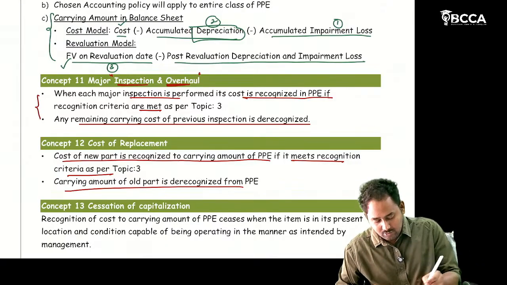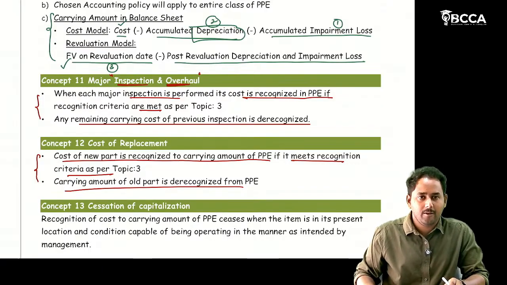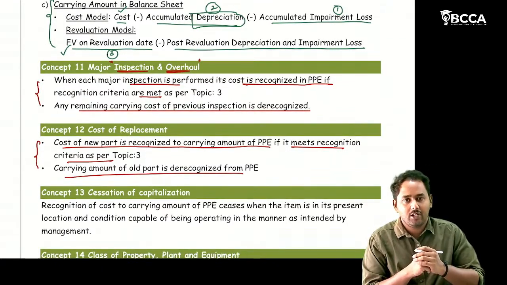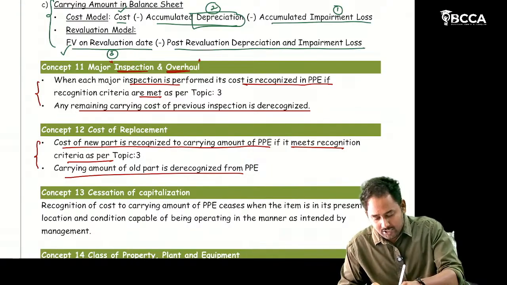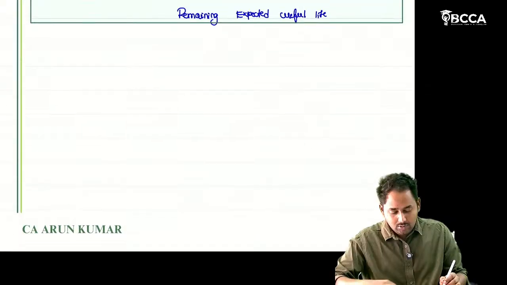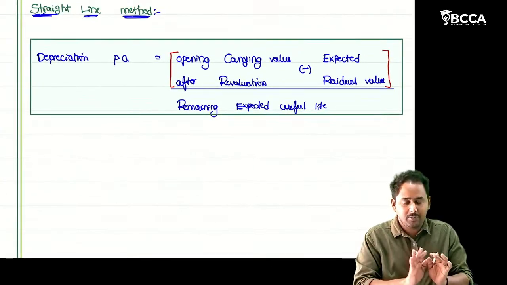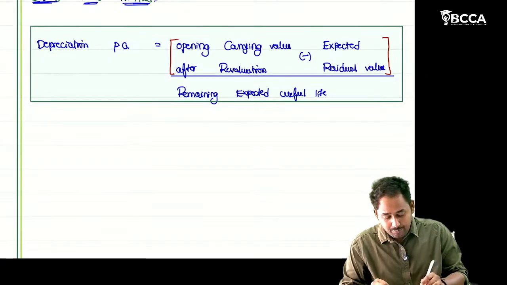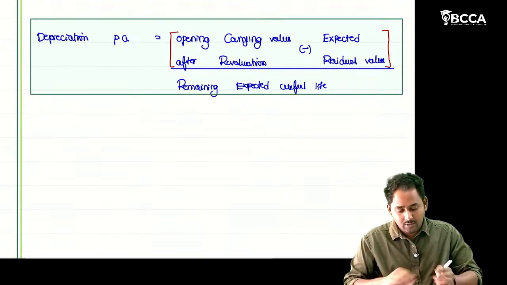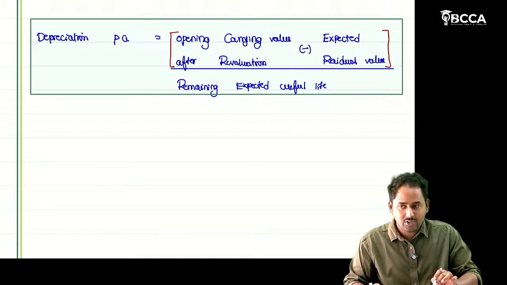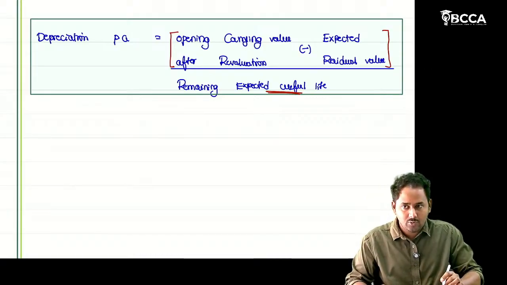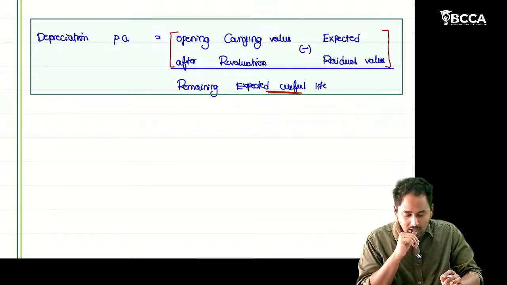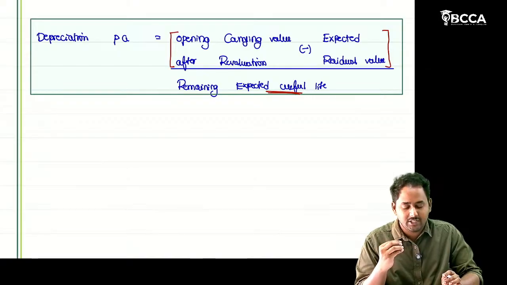So all these concepts we will discuss with the problem. So what does it mean? Why are you incurring this inspection overhaul expenses, and why should you include it in the cost of the asset? Before going to that, I will give you a small example. So what is the depreciation formula? Opening carrying value after revaluation minus expected residual value divided by remaining expected useful life. For the entire asset, I'm expecting some useful life.